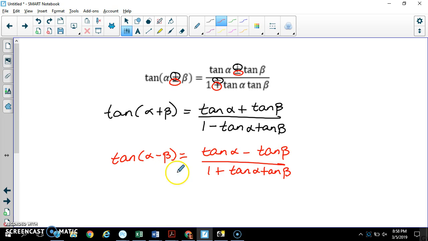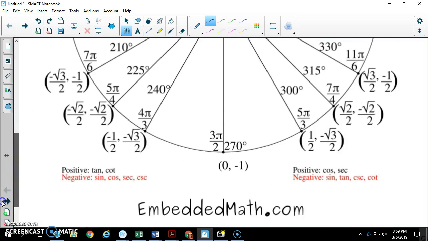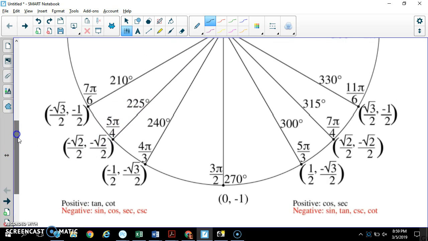Okay, so let's do one of these real quick. If I was to give you the tangent of 225 and ask you to find the exact value, well, that's already on our unit circle down here. But let's use this equation to show you how it works, okay?